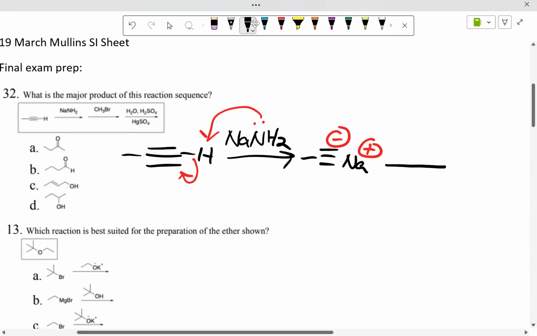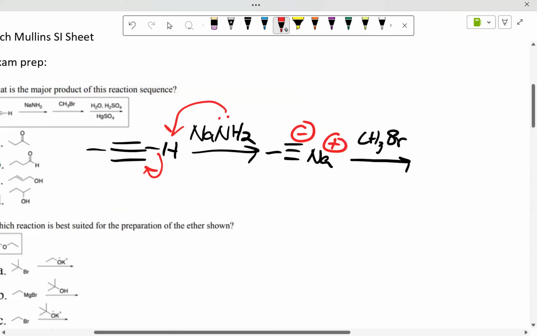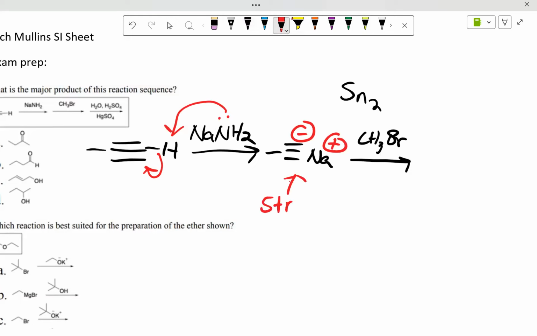So now we deprotonate the alkyne. Now we're reacting it with a methyl bromide. I'll write out the formula. Here we're going to perform an SN2 reaction. We know that because we have a strong nucleophile right here, and then we have a good leaving group in bromine.